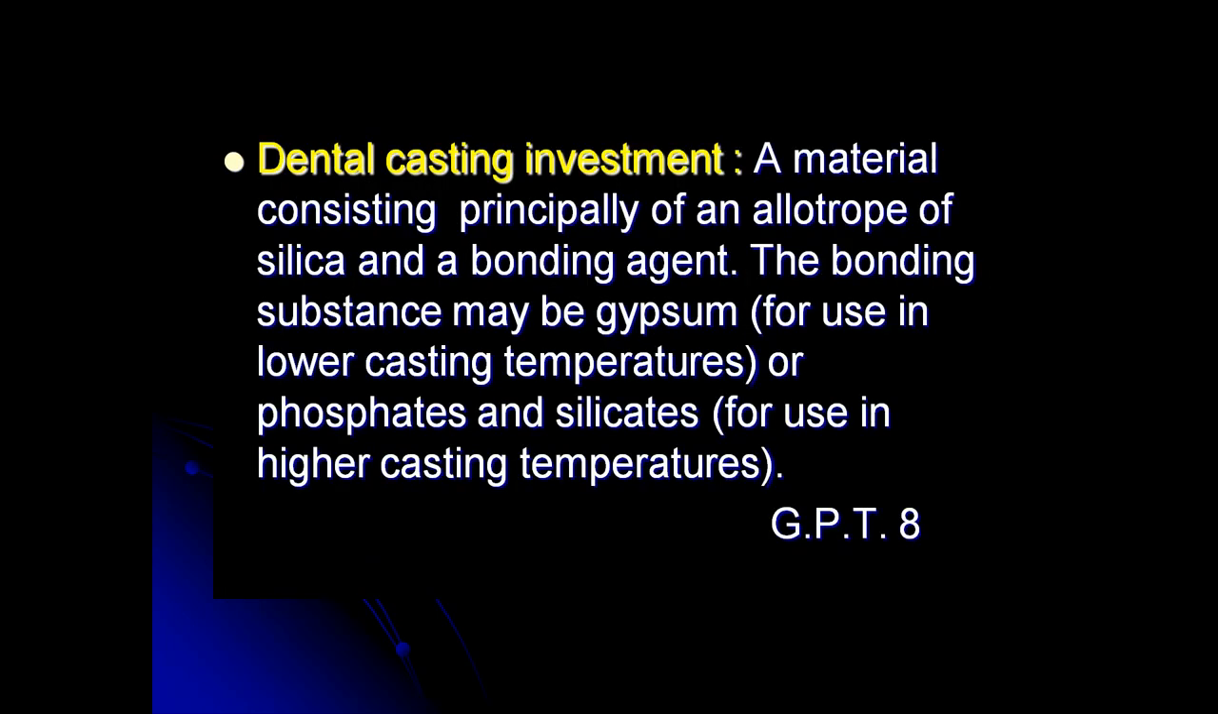Coming on to the dental casting investment: a material consisting principally of an allotrope of silica and a bonding agent. The bonding substance may be gypsum for use in the lower casting temperature, or phosphate or silicates for use in the higher casting temperature. So basically gypsum is used for the lower casting temperatures and the phosphate and silicates are used for the higher casting temperatures.